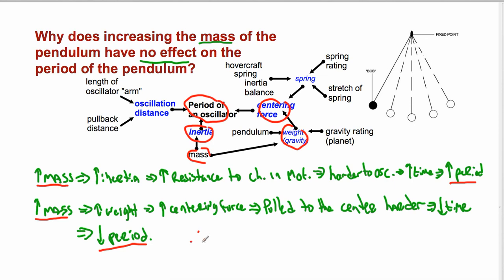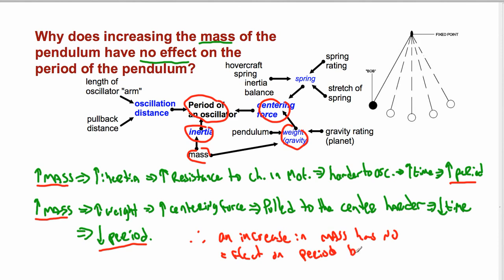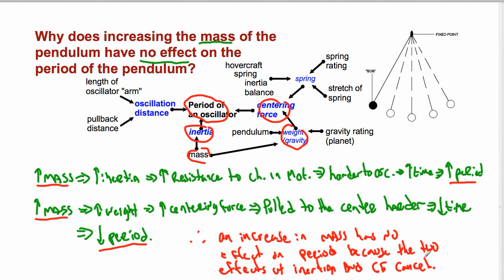So we could say, therefore, an increase in mass has no effect on period because the two effects of inertia and centering force cancel each other out. Now, let's try to put that into a paragraph form.